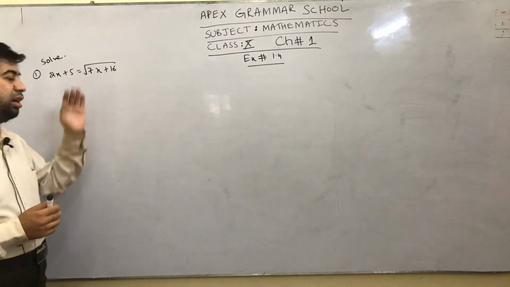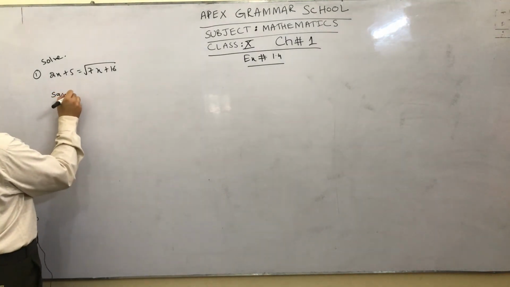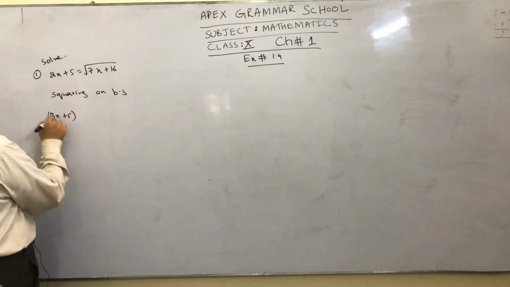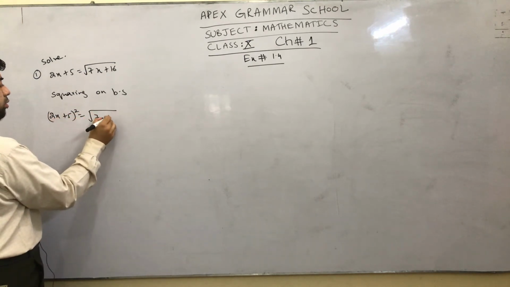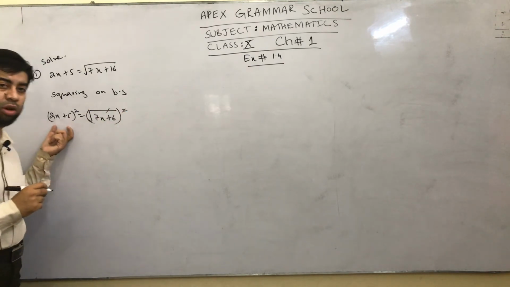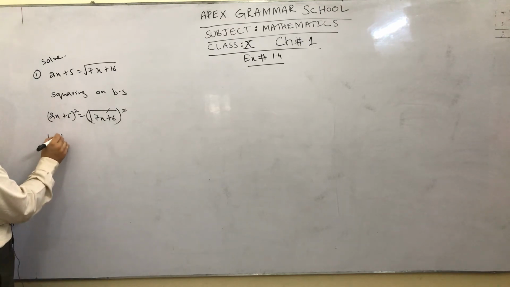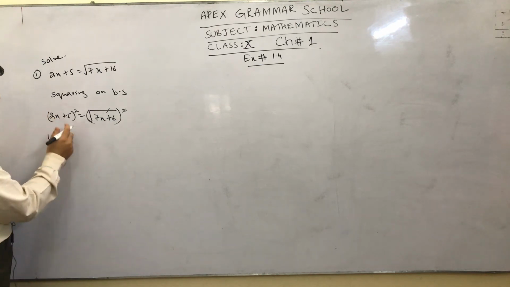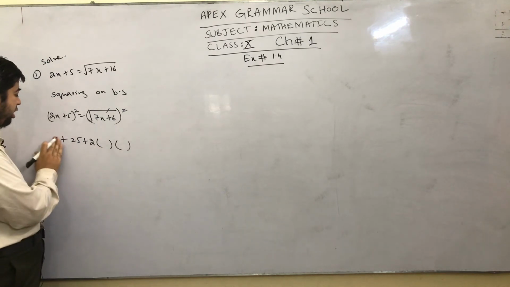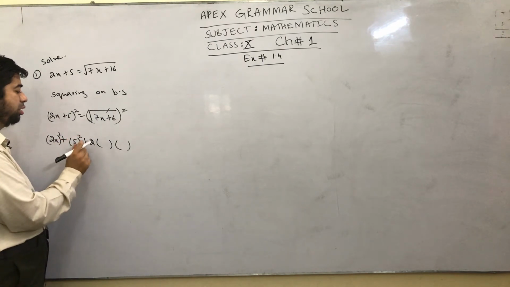First we have to remove this radical sign. How can we remove this sign? Yes, squaring on both sides. Apply square here and here. This square is going to cancel with this square root. Now this becomes the formula (a plus b) whole square, meaning a square, like (2x) square, 4x square, plus b square, 5 square, meaning 25, plus 2ab. Or you can simply write it as (2x) square plus 5 square plus 2ab.